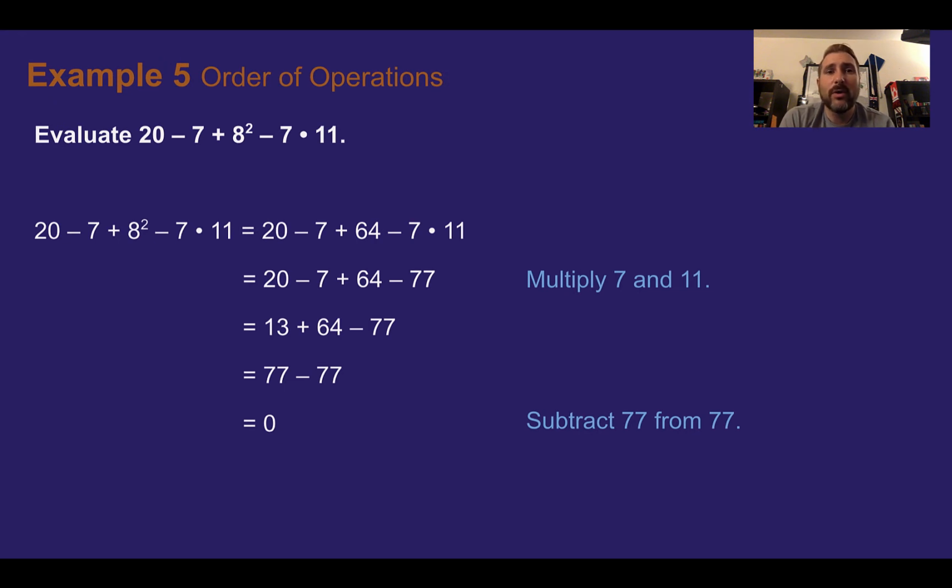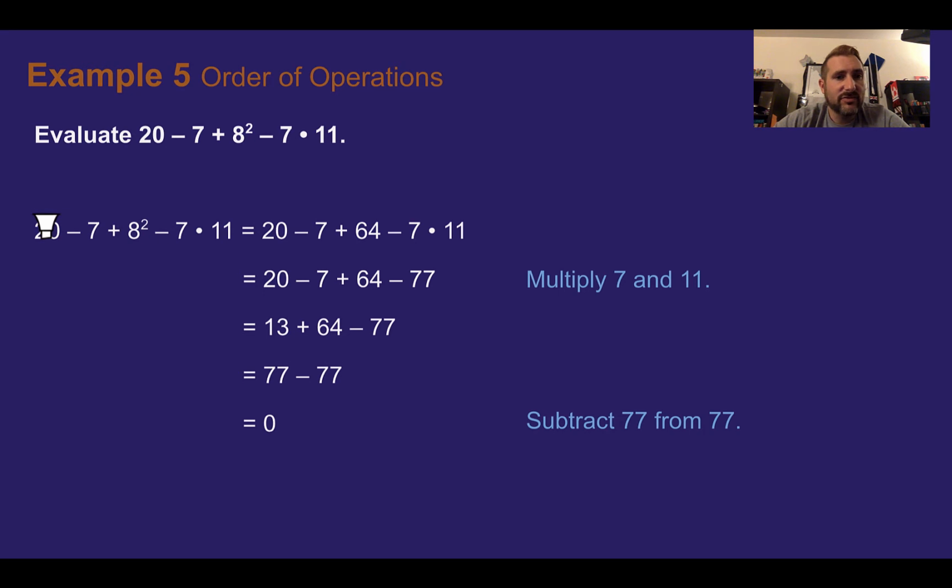Example 5. Order of operations. Evaluate 20 minus 7 plus 8 to the second power minus 7 times 11. In this example, they already have everything written out for us in terms of our solution. What we need to do is identify what happened to go from one step to the next. My recommendation to do this is to figure out what has changed from one line to the next. Let's look through the first line, figure out what's missing.